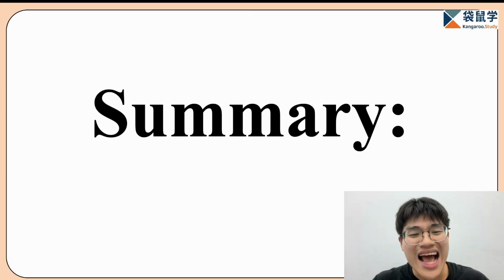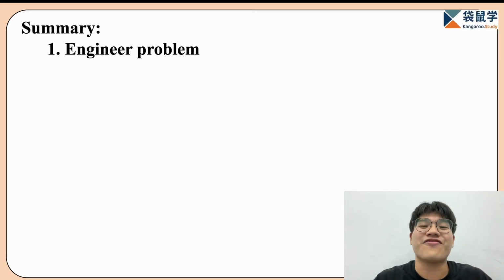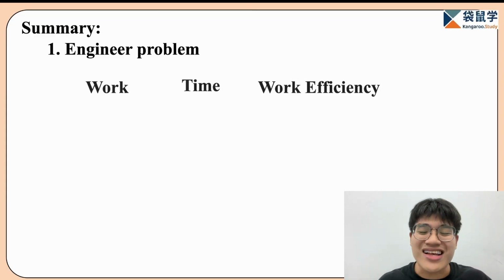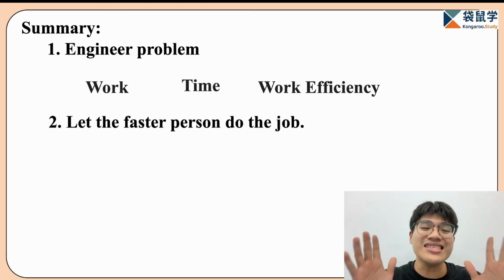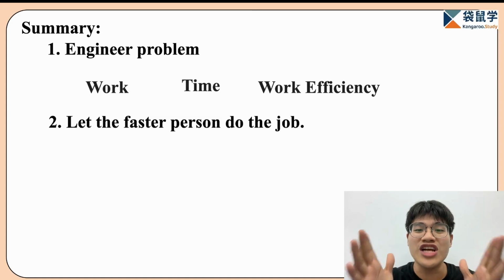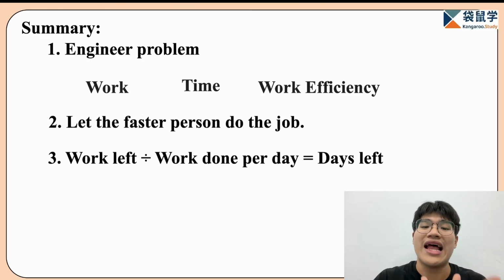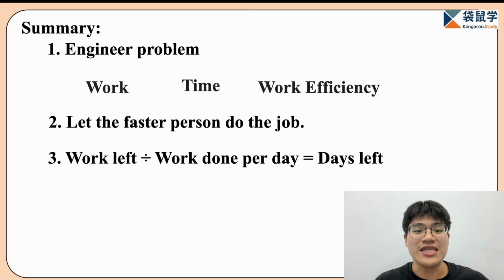After finishing the question, let's do a little summary. For the summary, the first key point you want to know is about the engineering problem. There are 3 basic values you have to remember. First is the work, second is the time, and third is the work efficiency. The second key point you have to remember is that the faster person doing the job is more efficient. The last key point you have to remember is that we can use the work that is left divided by the work that can be done per day to know how many days are left for finishing the project.